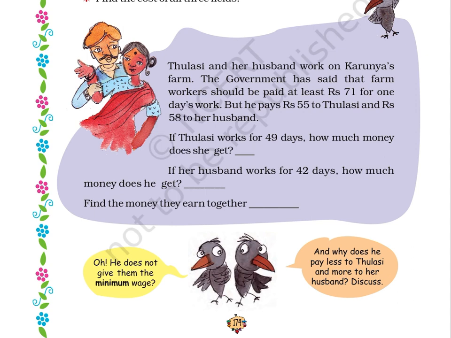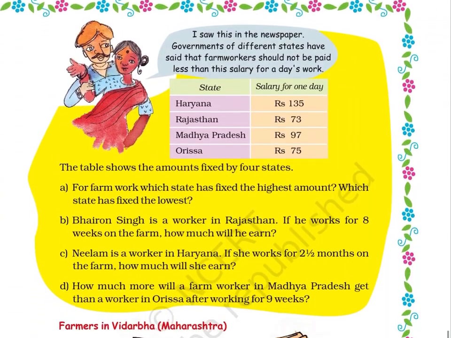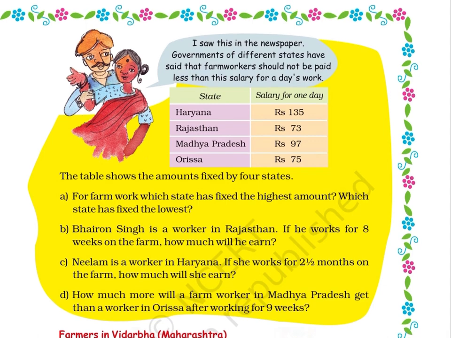Dash. We also see a picture of Tulsi and her husband on the left side of the page. A pair of birds is seen at the bottom of the page, asking us something. Bird 1 says, "Oh, he does not give them the minimum wage?" Bird 2 says, "And why does he pay less to Tulsi and more to her husband?" Discuss. Page 175. Tulsi is telling her husband in the picture, "I saw this in the newspaper.